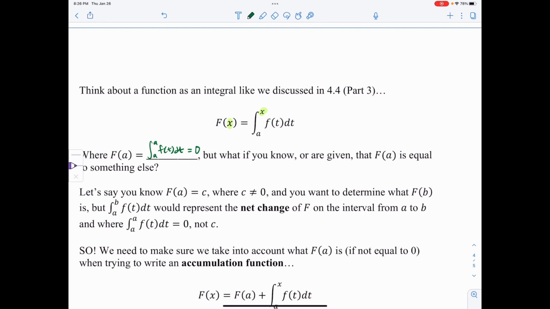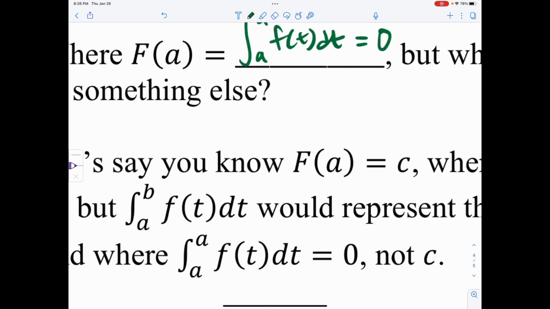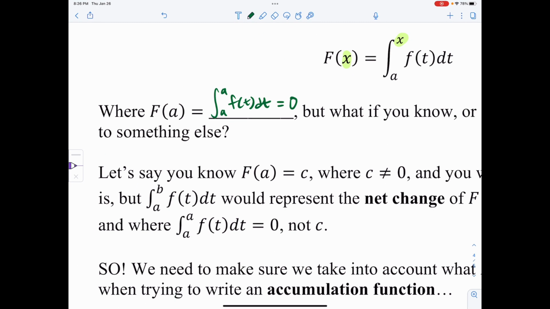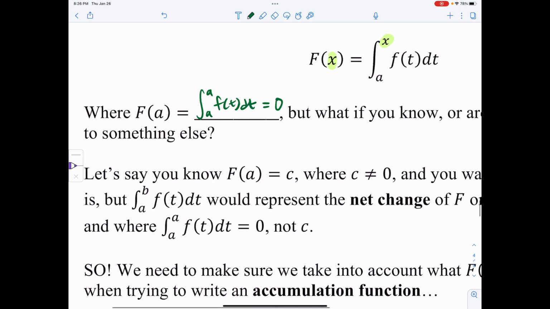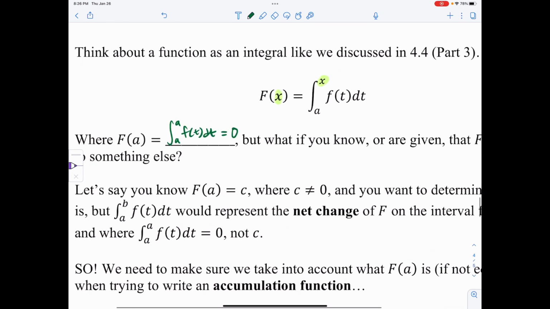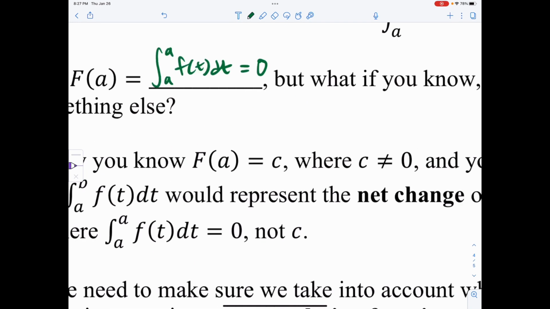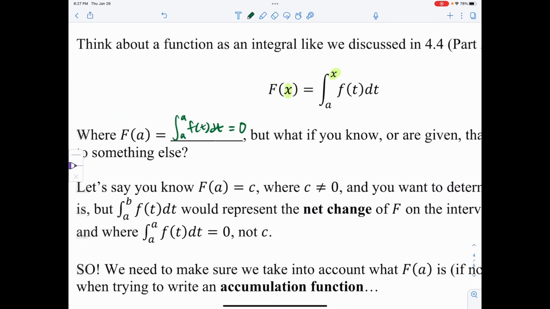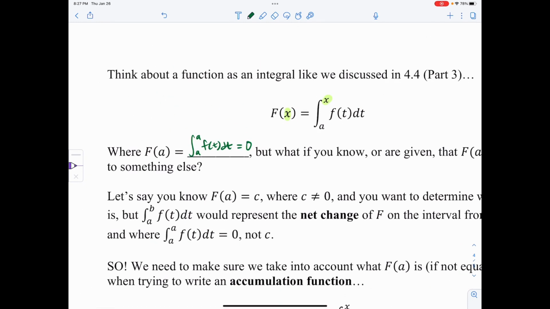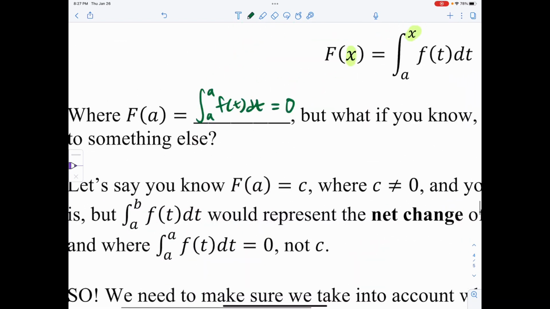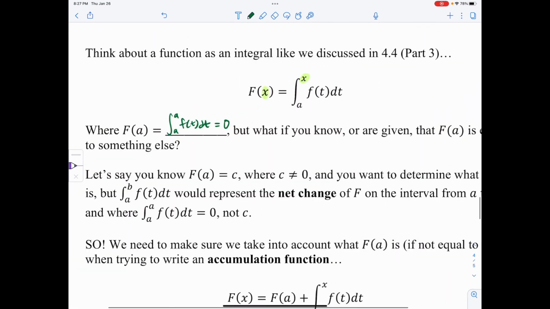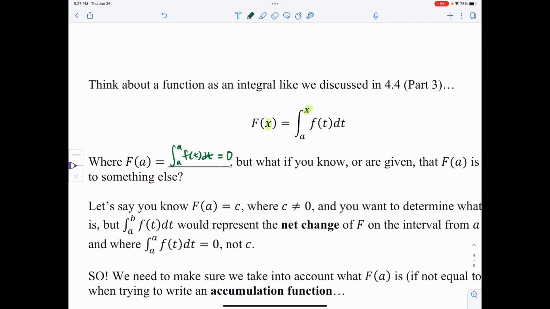And you want to determine what F of B is, but you know from our previous discussion that the integral from A to B of f of t would represent the net change of capital F on the interval from A to B. Where if you integrate from A to A, you get 0, not C, right? So F of A would be equal to 0 and not C, because I'm telling you that you are given that F of A is equal to C, where C cannot be equal to 0.